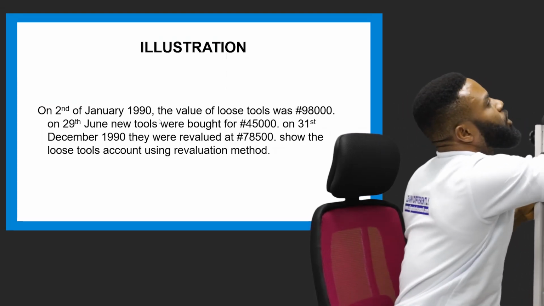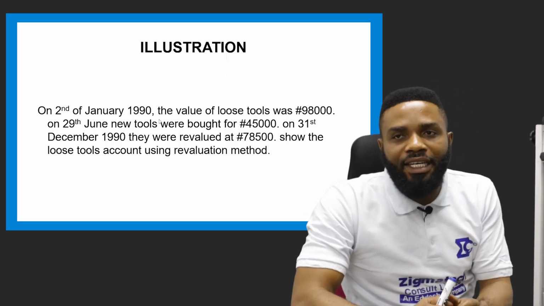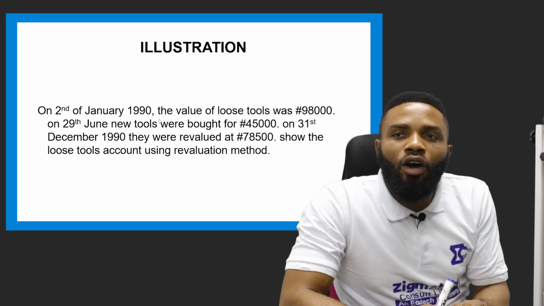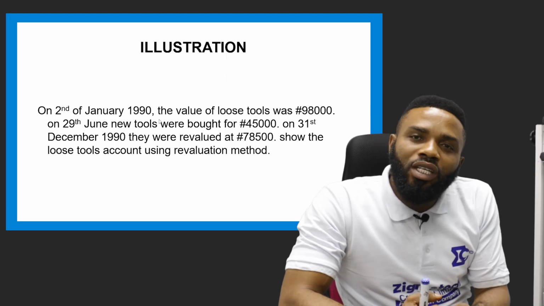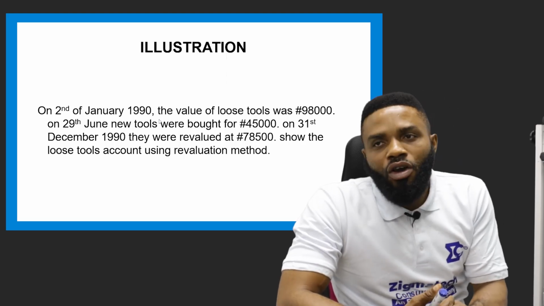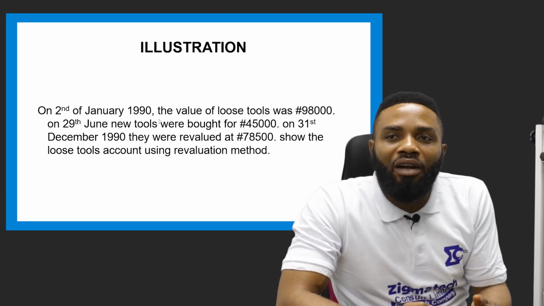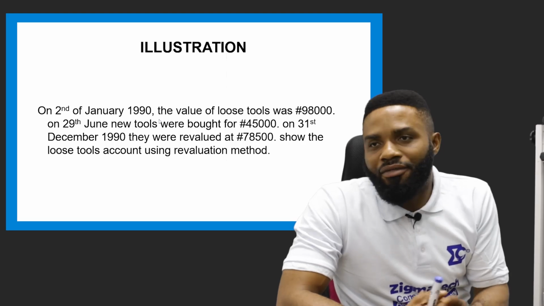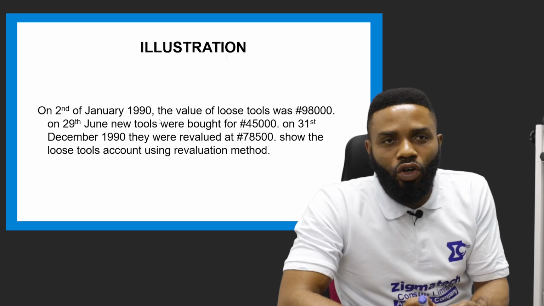Let's quickly look at an illustration that will help us understand what we are talking about. Now, let's look at what is on the board. On the 2nd of January 1990, the value of loose tools was 98,000 naira. On 29 June, new tools were bought for 45,000. On 31st December 1990, they were revalued at 78,500. Show the loose tools account using the revaluation method.